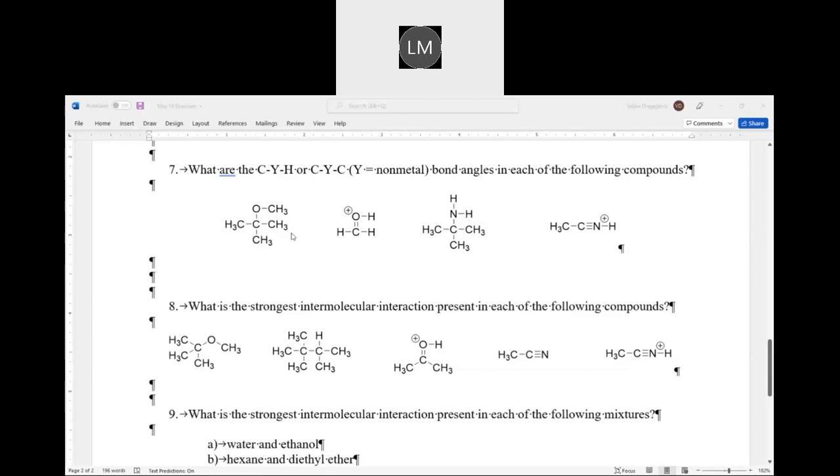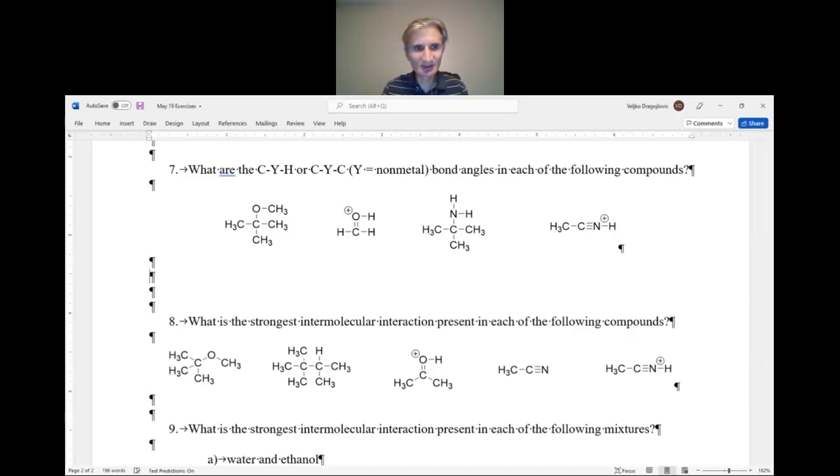So this is question number 7. What are the carbon Y hydrogen or carbon Y carbon bond angles in each of the following compounds? And it says here that Y stands for non-metal. Those are common abbreviations in organic chemistry and actually inorganic chemistry. So these would be common abbreviations.